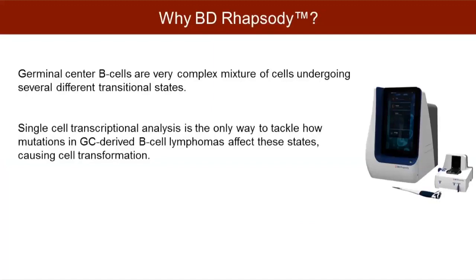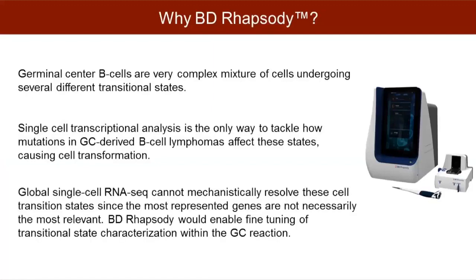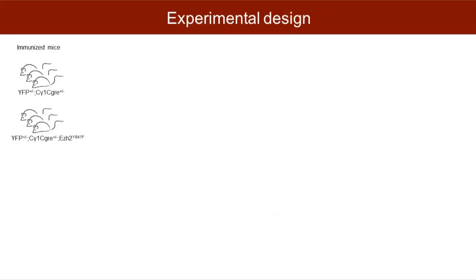Single-cell transcription analysis is the only way to precisely tackle how mutations occurring in germinal center-derived B-cell lymphomas affect these states and eventually cause cell transformation. Bulk RNA-seq cannot mechanistically resolve these cell transitional states, since the most represented genes are not necessarily the most relevant genes. So we reasoned that BD Rhapsody would enable such fine-tuning of transitional state characterization within the germinal center reaction.